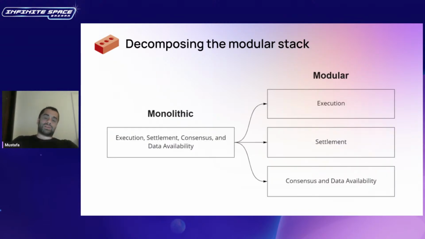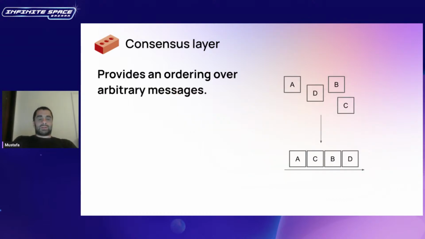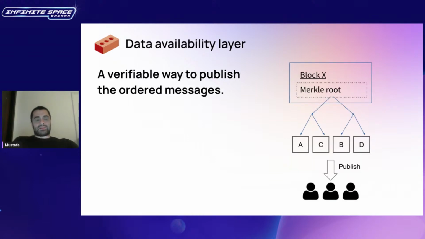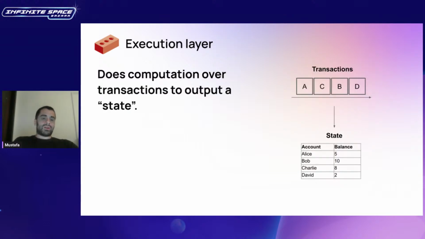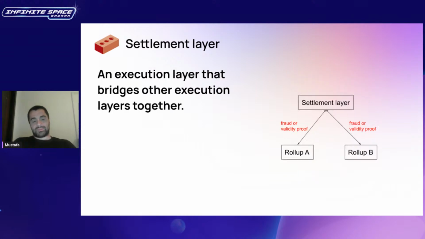And you basically have three elements in the stack: execution, settlement, and consensus and data availability. Consensus provides ordering over arbitrary messages. Data availability provides a verifiable way to publish those ordered messages, so that you can prove to anyone that those messages are actually available to anyone that wants to download them and might want to reconstruct the state of any rollup that has posted that data to the data layer. And finally, you have the execution layer, which performs computation over the transactions to output a state, which might be a list of accounts and their balances.